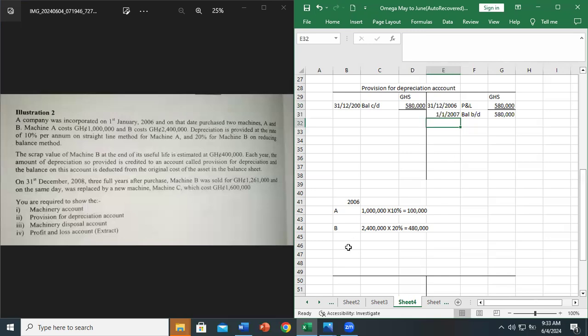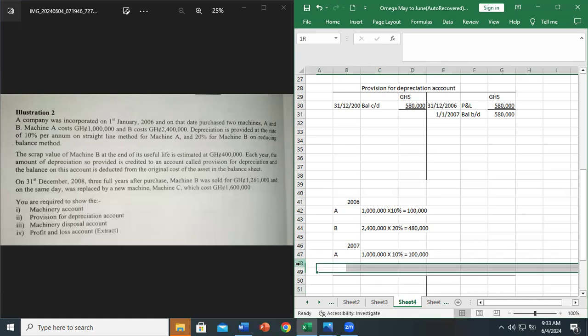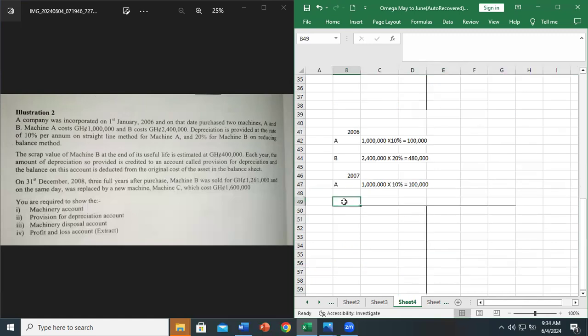So we are going to calculate depreciation for 2007. You just do it year by year. Do your analysis, don't rush. So in 2007, asset A would still be there, right? So it's still going to get the 1 million times the 10%. So we'll still have the 100,000 as the depreciation. Now, asset B is also going to be there.